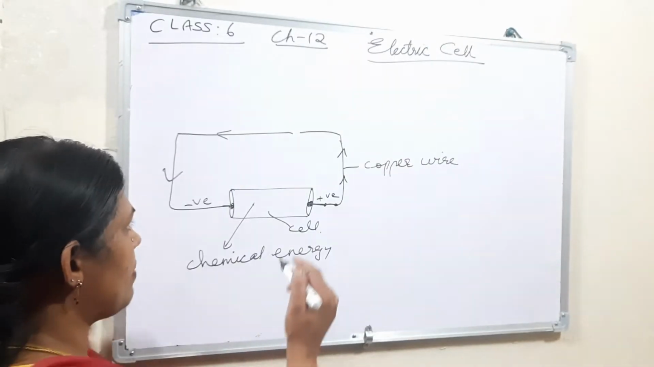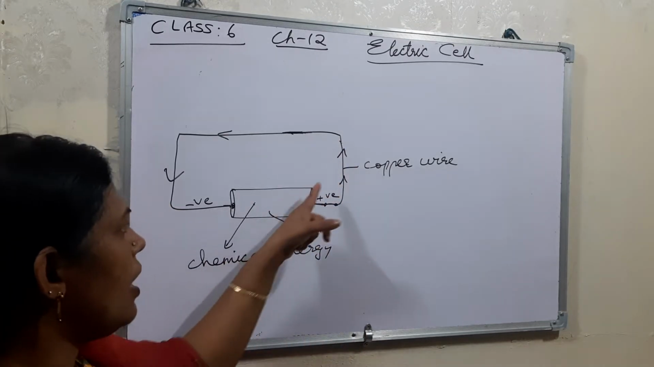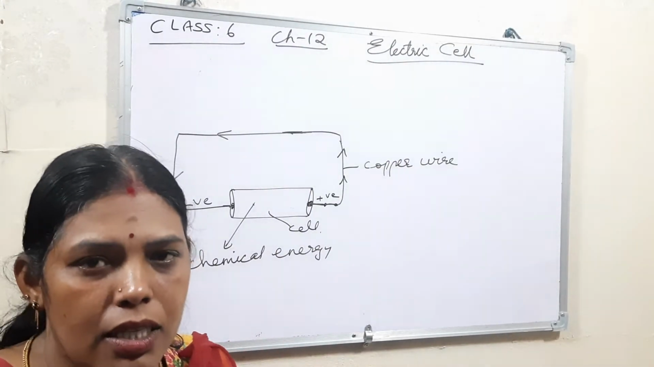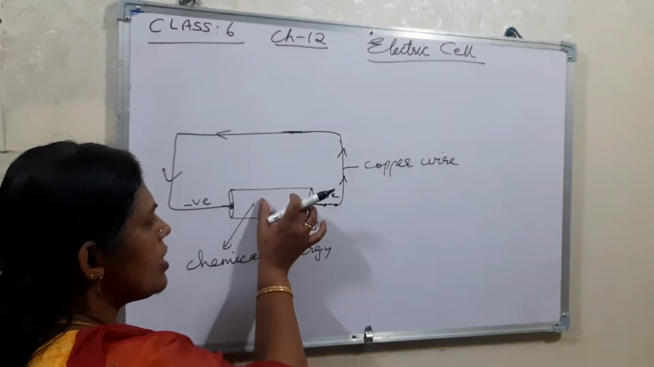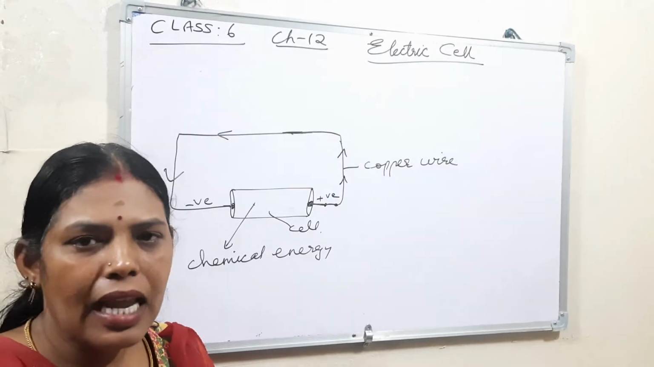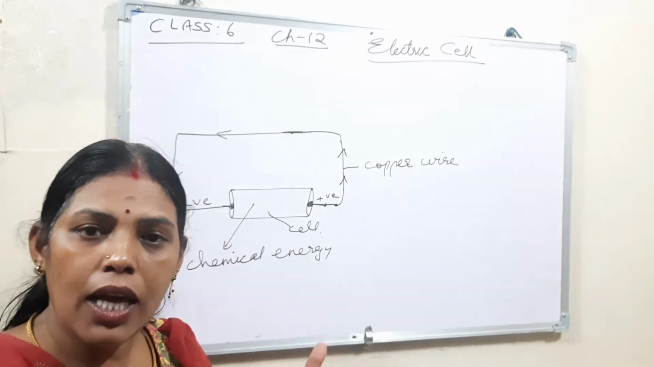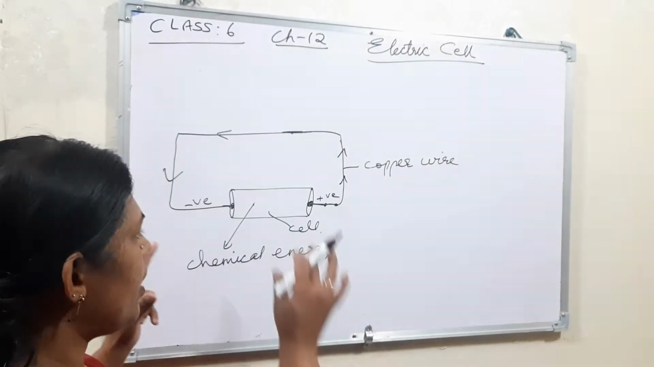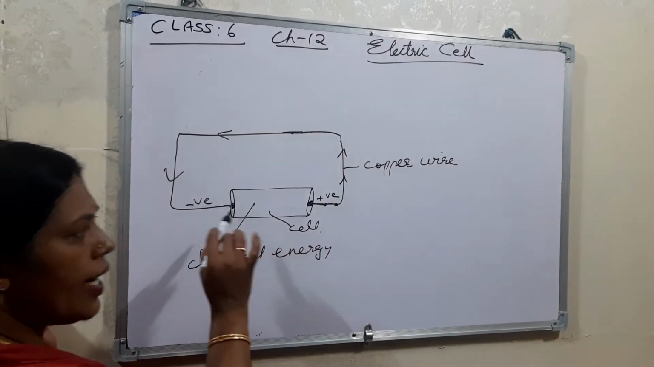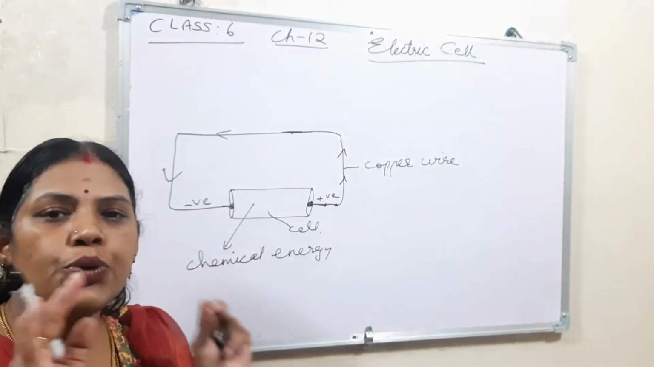If it is not connected to any electrical appliance, what happens? Continuously this chemical stored inside will be used up and exhausted. Afterwards the cell becomes dead, because it cannot flow the electricity, as the chemicals stored in it are used up. So never connect like this. The two terminals should not be connected without any electrical appliance.